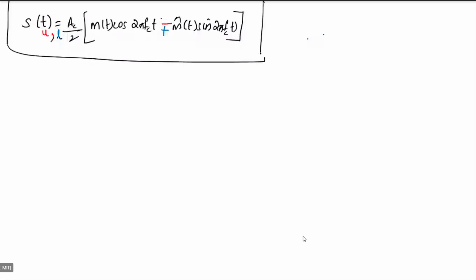Now how to arrive at that? It is a little bit complex phenomenon. So let us try the DSBSC spectrum.